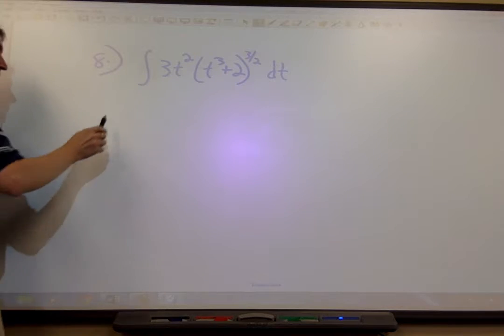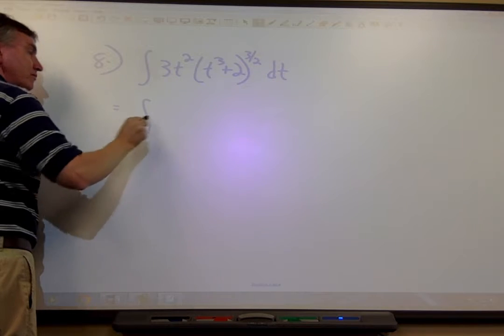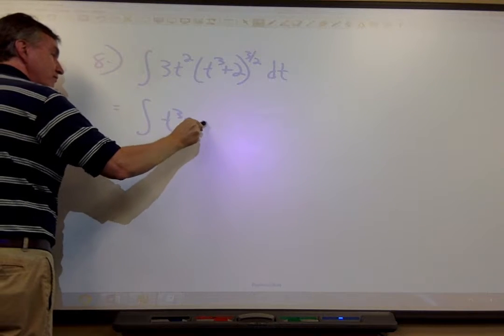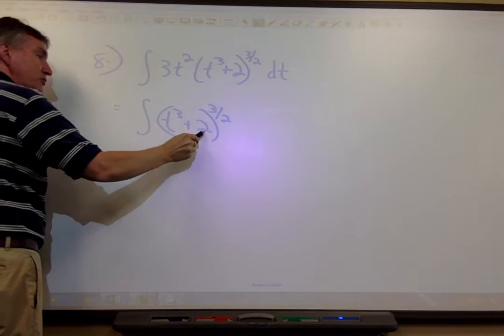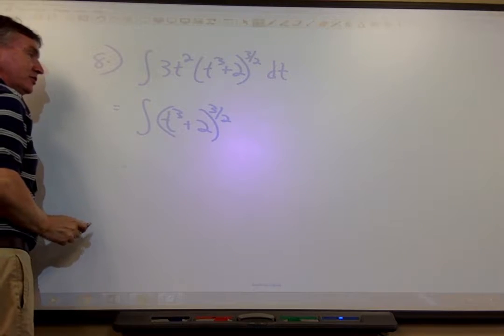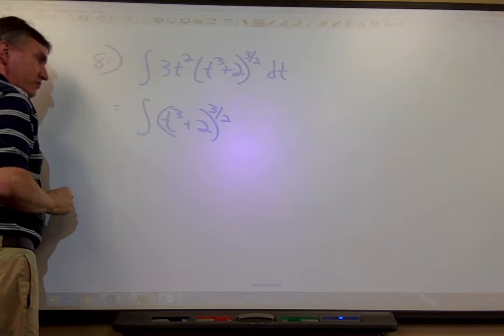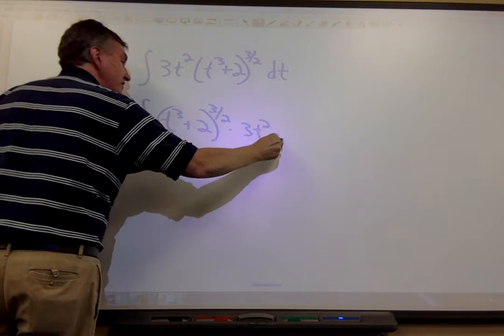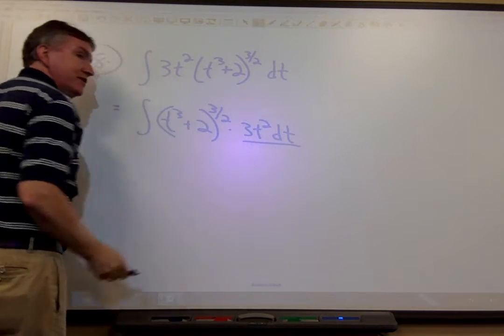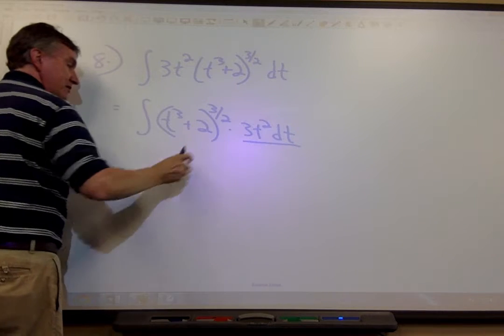What's the big outer function? That's my outer, right? T cubed plus 2 to the 3 halves. What's the derivative of the inner? Is it there? 3t squared dt, if I rearrange it, it's all there, isn't it? No adjustment needed, just disregard that.